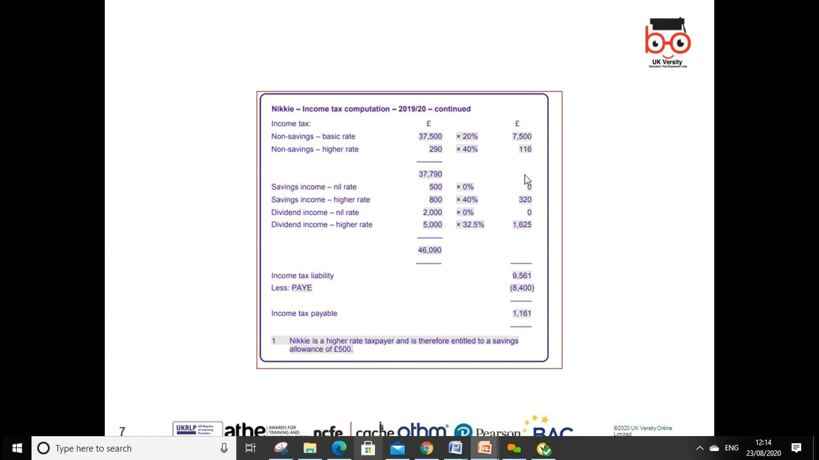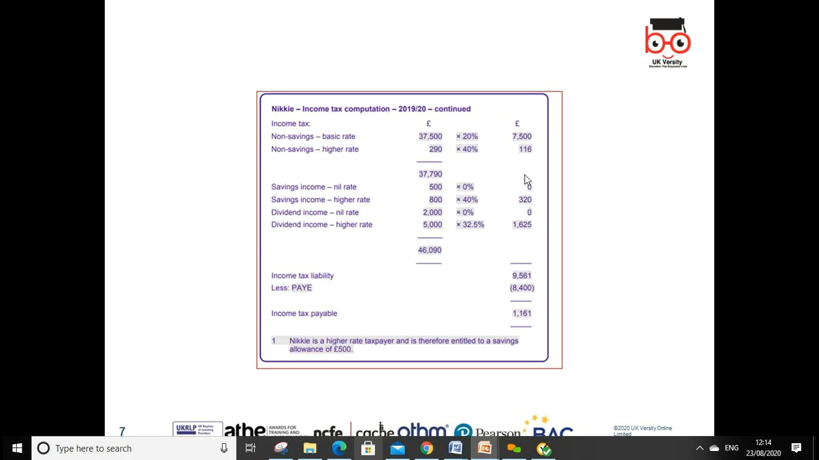And the dividend, of course, we need to look at. The dividend falls in 5,000 and we are a higher taxpayer or lower taxpayer. So you will see there now. The non-savings 37,500 at 20%, 290 for the remaining under the employment income will be 40%. That's my tax liability under employment income. Then the savings first 500 is nil, there is no tax. Then for the remaining, because we have 1,300, 500 no tax, 800 will be 40% tax, so 320.